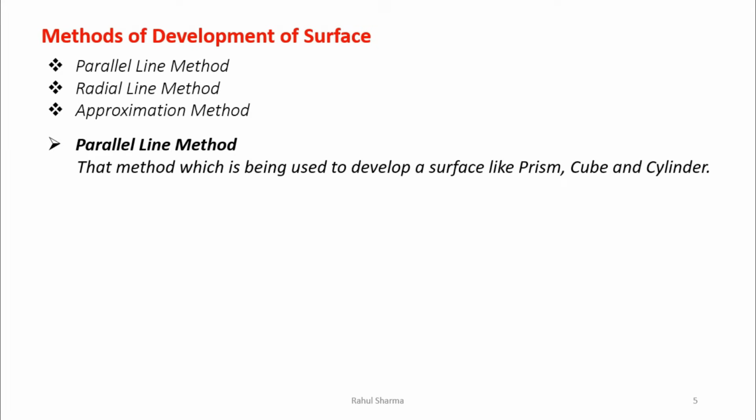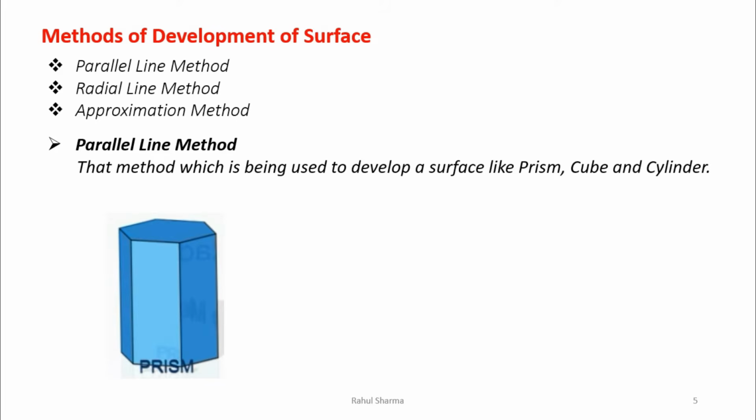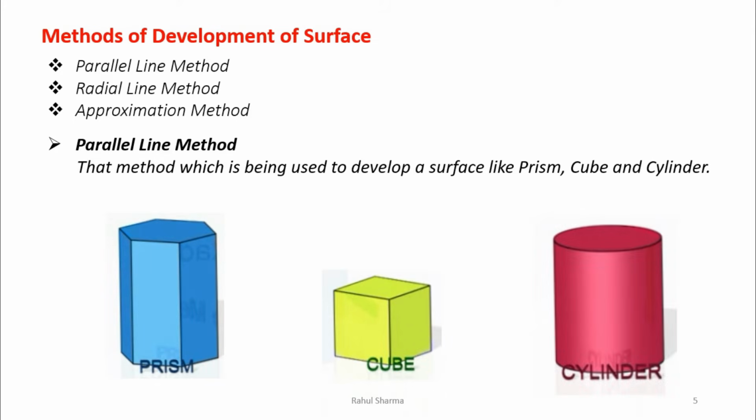Parallel line method is that method with which we can develop a prism, cube and cylinder. I expect that everyone knows the shape of a prism, a cube and a cylinder. So these types of solids we develop with the help of the parallel line method. It might be the normal prism or maybe the truncated or frustum of a prism, but when the category of solid is a prism, then we apply the parallel line method.